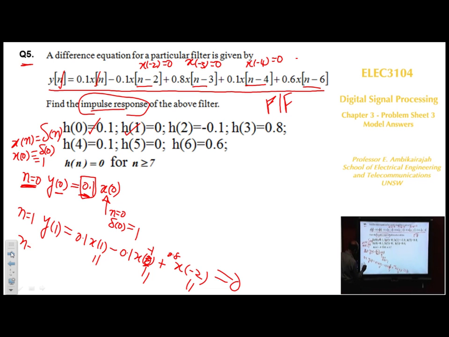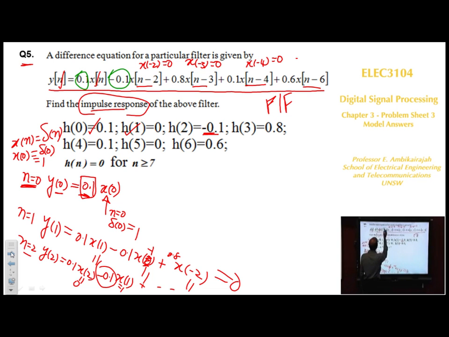Now we put n equal to 2, what will happen? y[2] is equal to 0.1 x[2]. x[2] is 0. Minus 0.1 x[1], and that x[1] is equal to 1 here. And then the rest are all 0. So minus 0.1 is the output for n equal to 2. So see, minus 0.1. And if you work your way through, the impulse response is going to be of a very simple form. The coefficients will come out as the first value, second value.